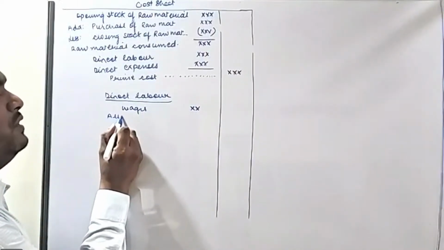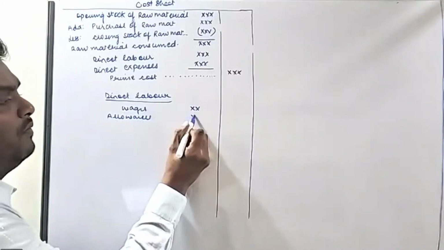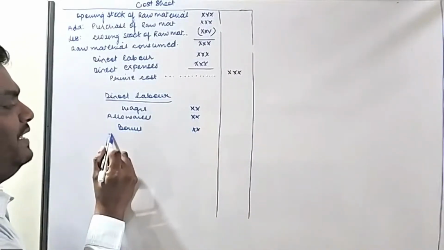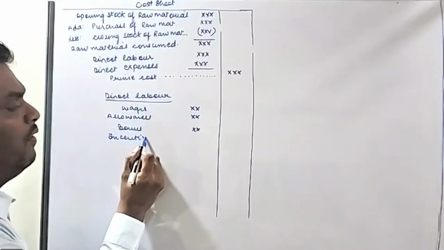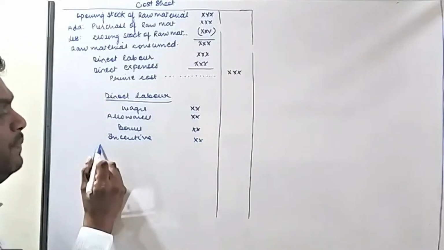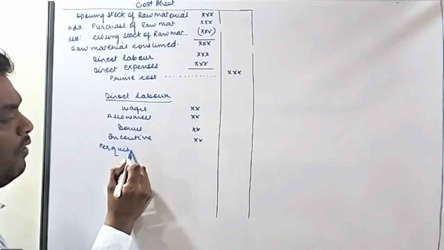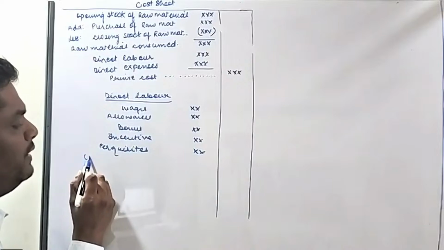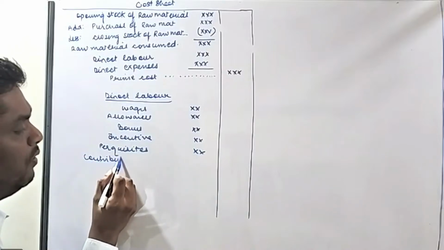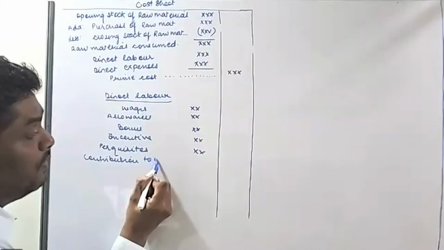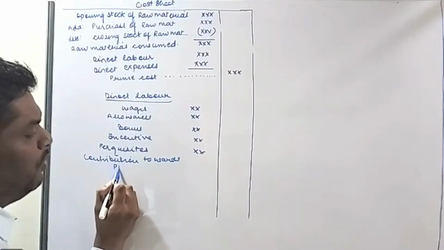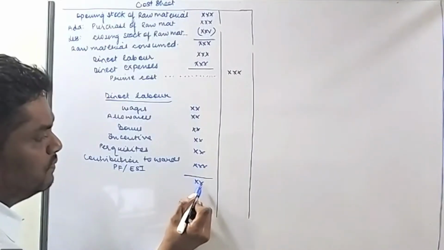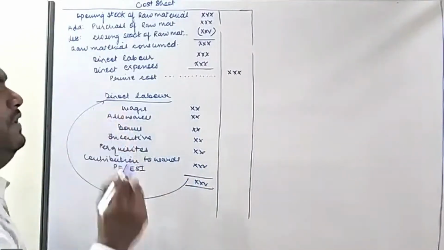plus any sort of allowances, bonus, or incentive, or perquisites. Apart from this, contribution towards provident fund and employee state insurance. So all will form part of direct labor.